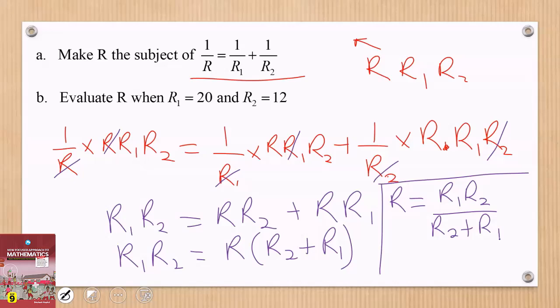Then the next thing is to evaluate this same R when R1 is given and R2 is given. So again, we can say that this will be equal to R1 is 20 times R2 12, all divided by R2 12 plus R1, which is 20. So we can evaluate this and get our answer. So when you do it very well, you get 7.5 as your answer. Let's take another example and see.